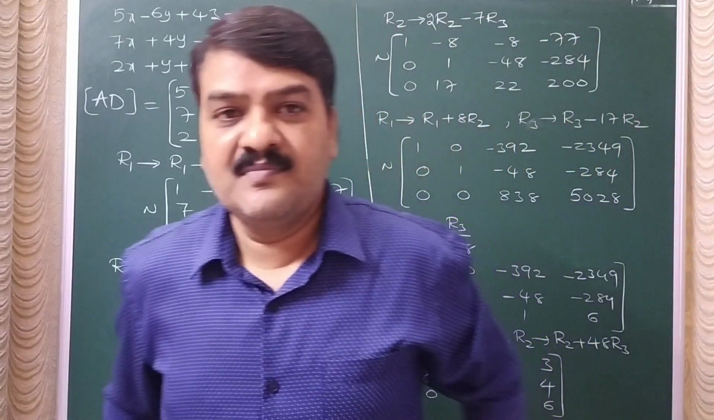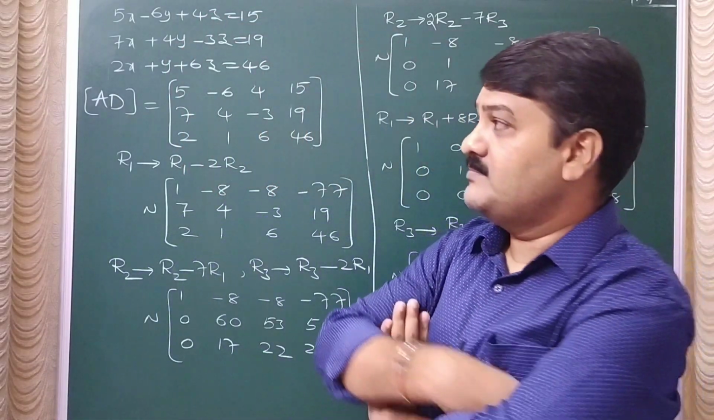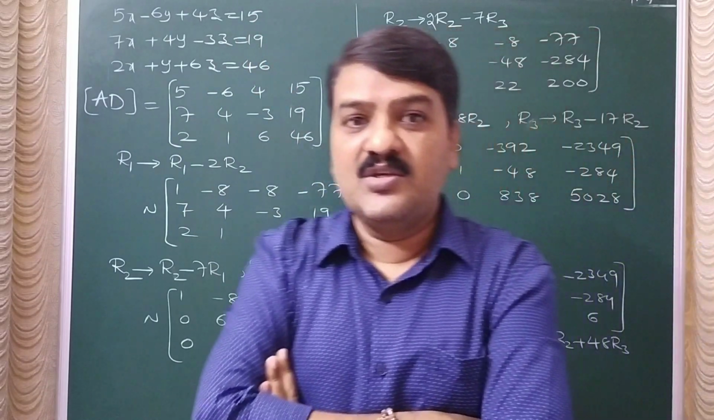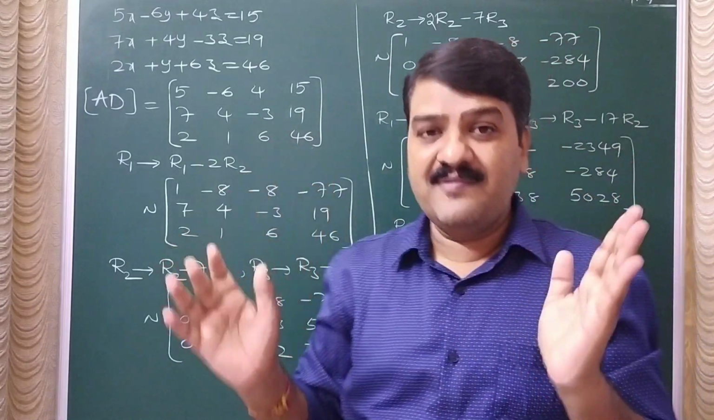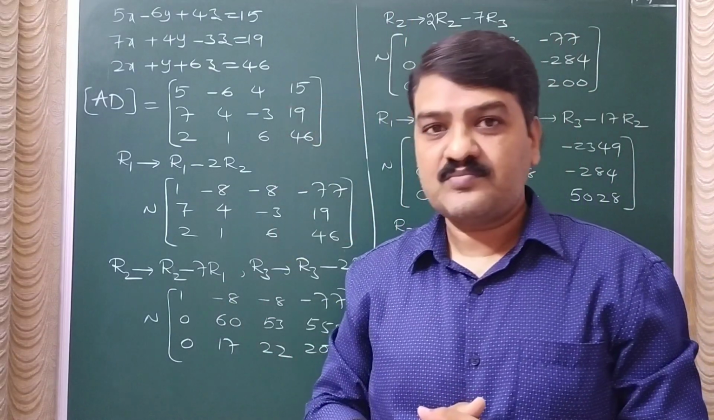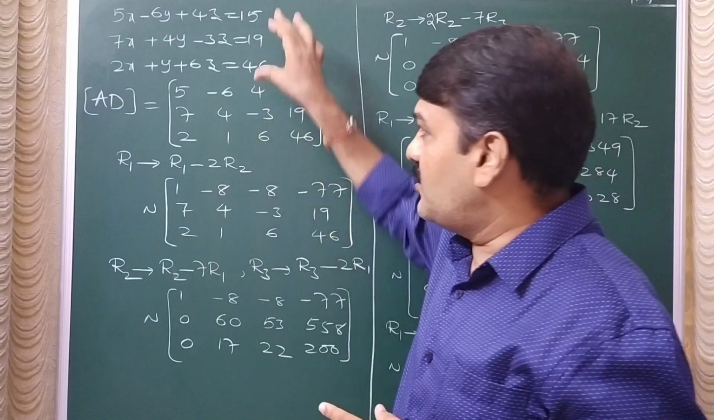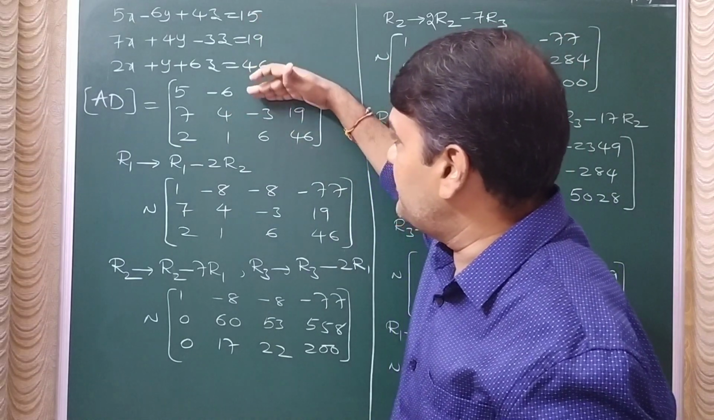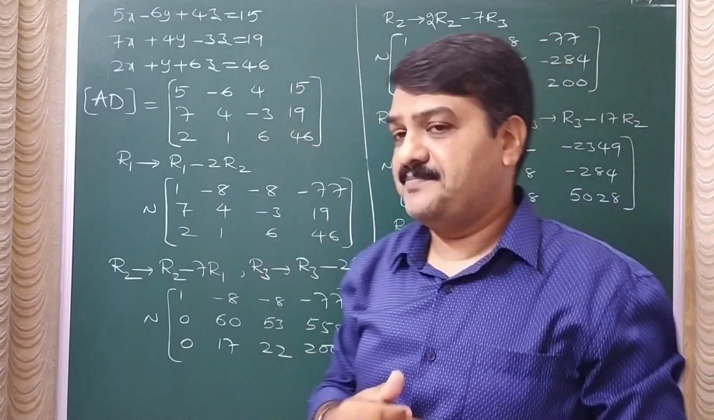Hi students. Today in this video I am going to explain how to solve a non-homogeneous system of equations using the Gauss-Jordan method. So this is not simply solving, but solving using the Gauss-Jordan method. We have a problem on the board. The given set of equations is written in augmented form. The first row represents the first equation, the second row represents the second equation, and the third row represents the third equation.